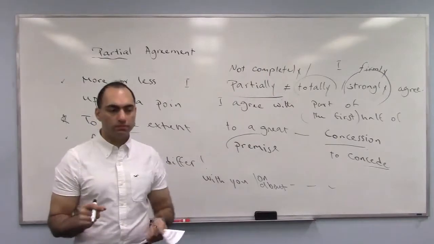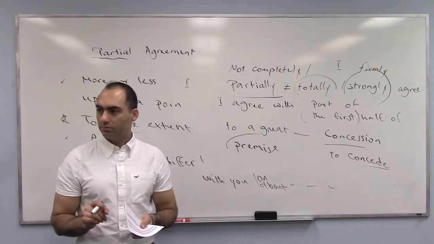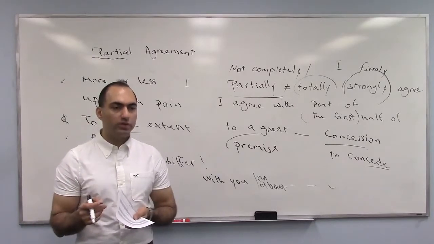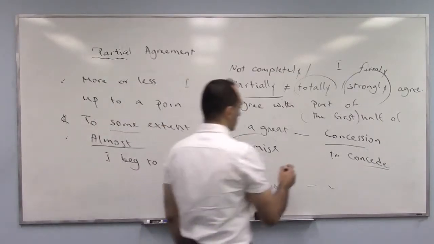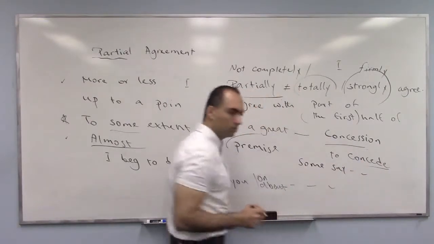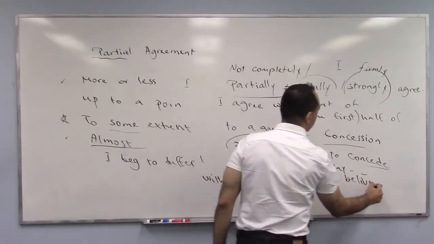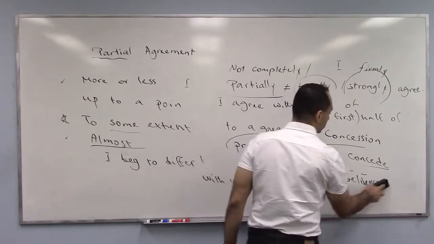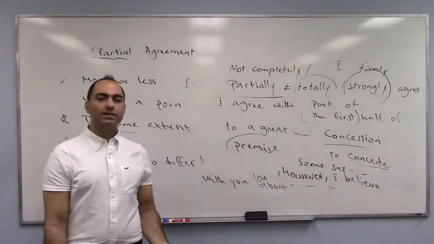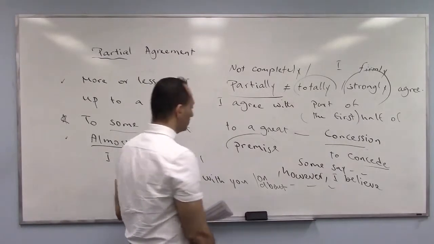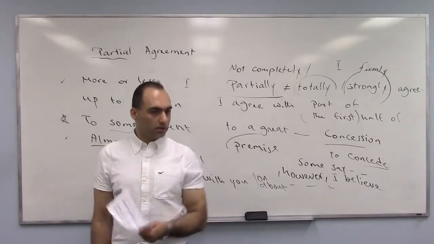You want to say, I believe this. But you should also recognize the fact that many people don't agree with you. So how could you concede? You could say, some say this, but personally, I believe, yes? Some say this. However, I believe, however, in my opinion, however, I tend to disagree. So, you can say a lot of people say this, but I don't think it's true in this case.